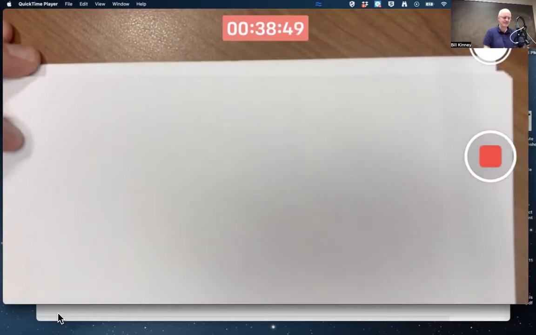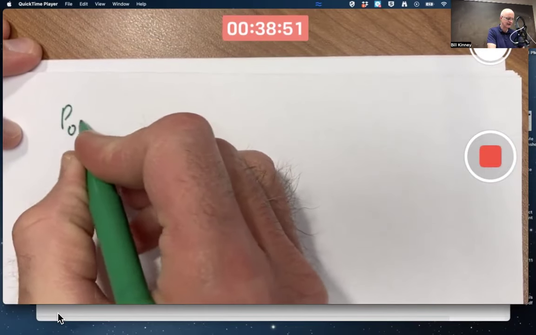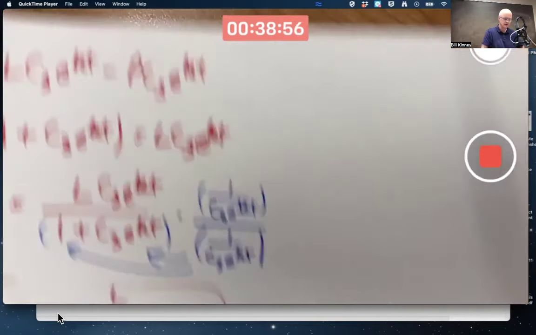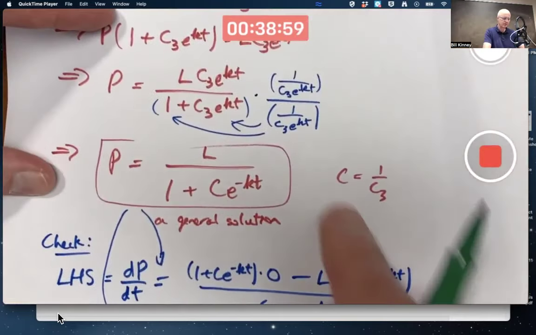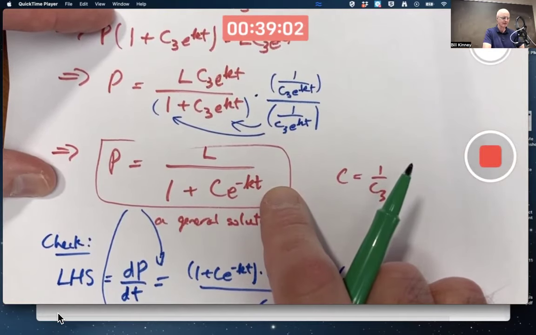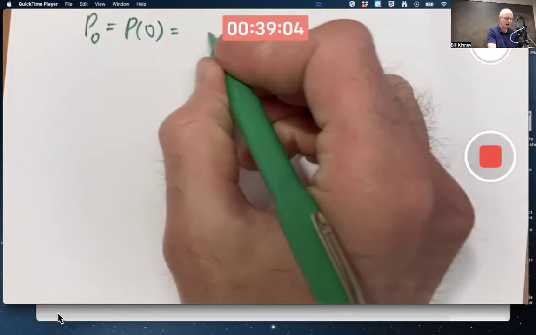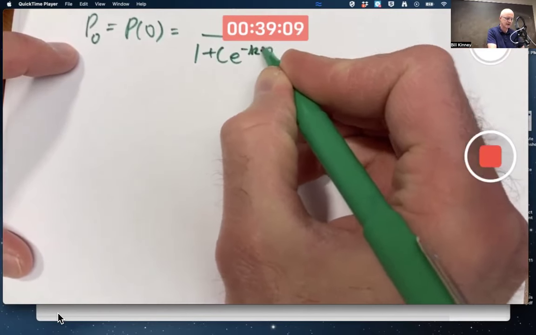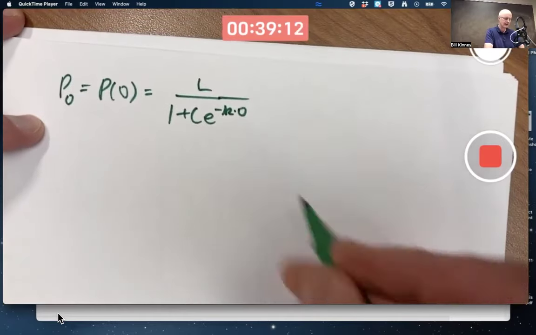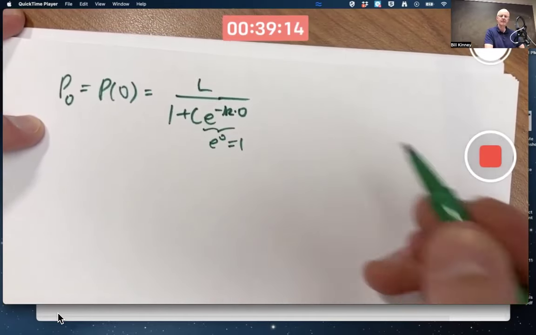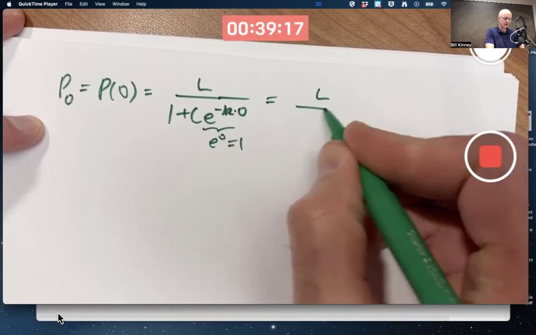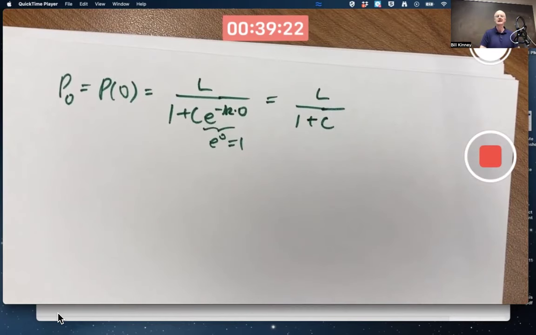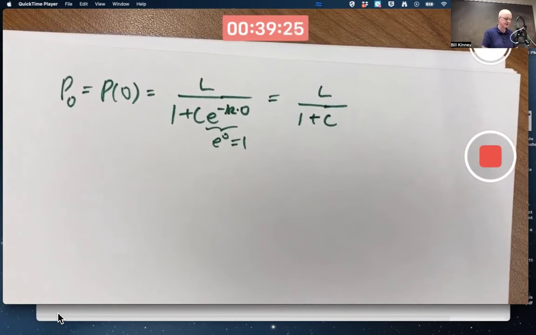Let's say P naught is P of 0. What's P of 0 going to be? Look at this formula, plug in T equals 0. L over 1 plus C e to the negative K times T, where T is 0. That's e to the 0, which is 1. So this becomes L over 1 plus C. When solving initial value problems, you want to solve for C. So that's what I want to do now. I want to solve this equation for C.